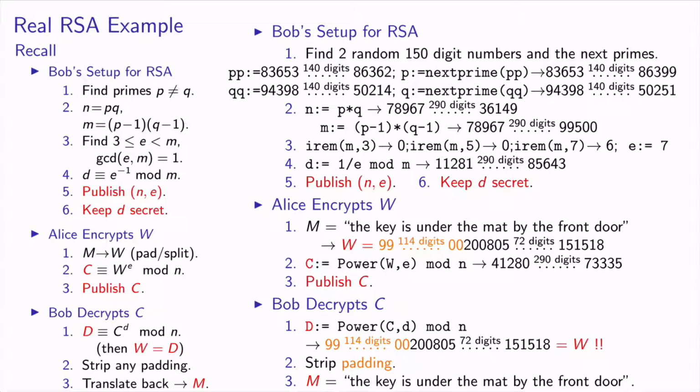The padding is now stripped off, and Bob now ends up with the message: the key is under the mat by the front door.